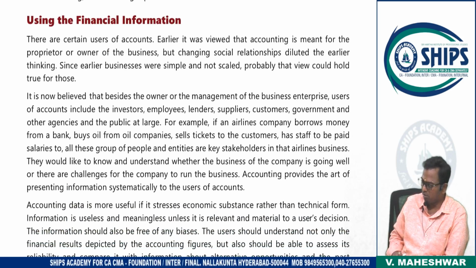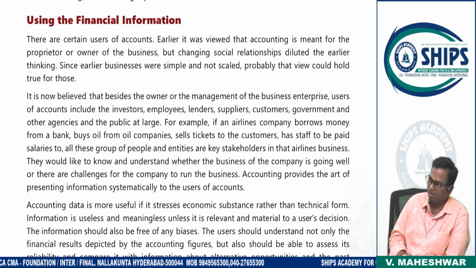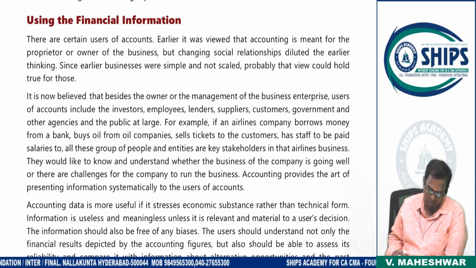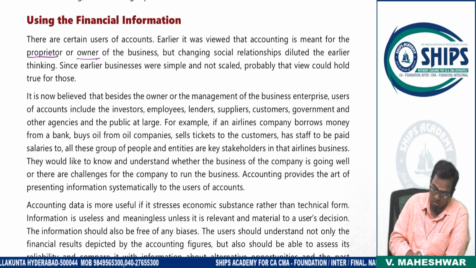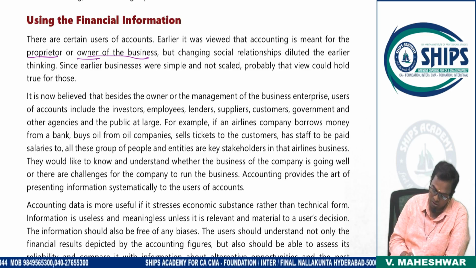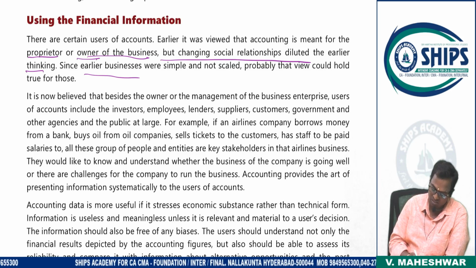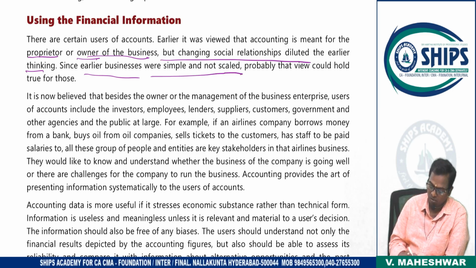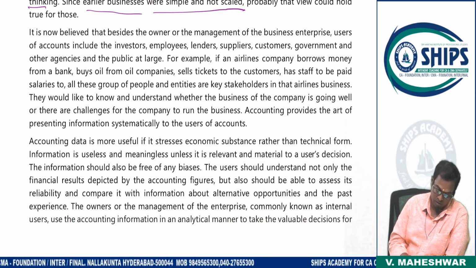Now the second part, using the financial information. First part is done. Now we are coming to the second part, how we are using the financial information. There are certain uses of accounts. Earlier it was viewed that accounting was meant for a proprietor or owner of the business. Now everybody can use it, because changing social relationships diluted the earlier thinking, since earlier business was simple and not scaled. Probably that view could have been true for those times.